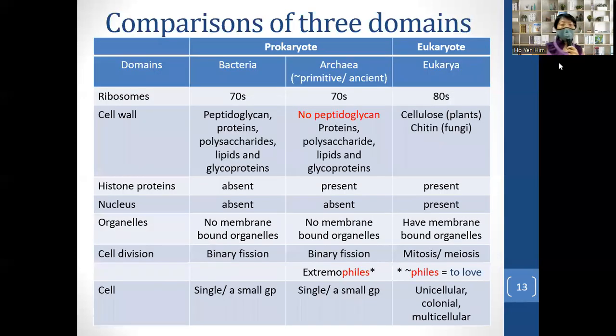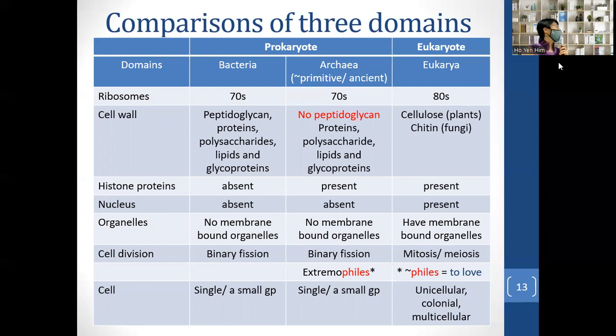So this table shows the similarities and differences between prokaryote, eukaryote, bacteria, Archaea, and Eukarya. You can see that bacteria and Archaea have 70S ribosomes, while Eukarya have 80S ribosomes. Cell walls are very interesting. The bacterial cell wall is peptidoglycan, but the Archaea cell wall is not made up of peptidoglycan. It contains other components instead. For Eukarya it depends: if it's a plant, it's cellulose, and if it's fungi, the cell wall is made up of chitin.